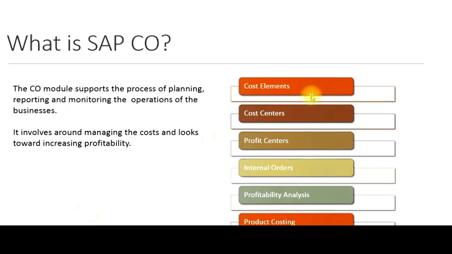So the subcomponents of the CO module revolve around cost elements. Cost elements is actually a mirroring of the GL accounts, but specifically for revenue and expense accounts. So the CO module is more towards the P&L statement or the income statement of an organization. So that's why the revenue and expense accounts are usually mapped as cost elements. Then you have cost centers. Cost centers, mostly the divisions or departments of an organization, are mapped as cost centers.